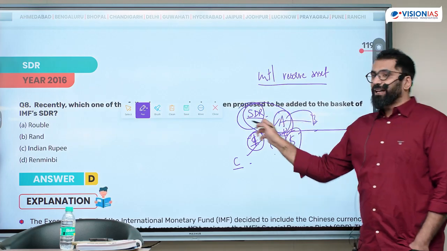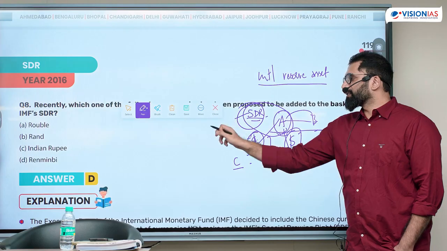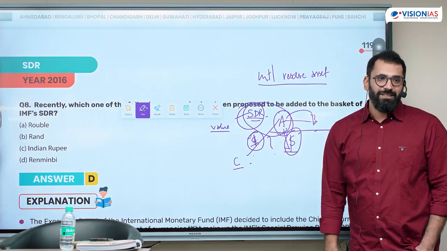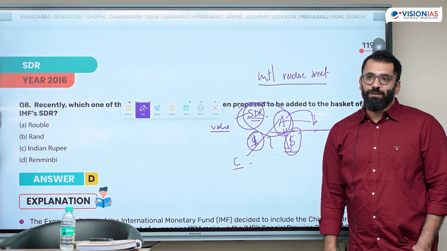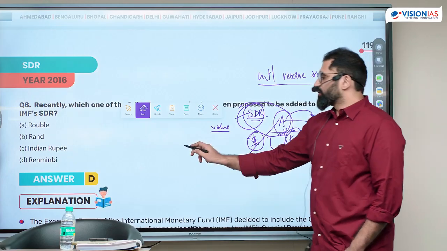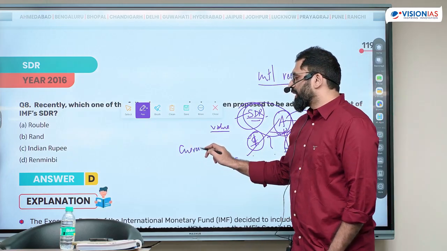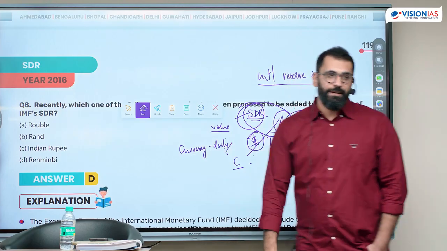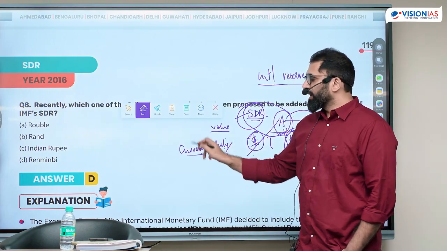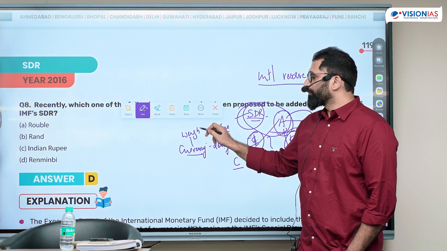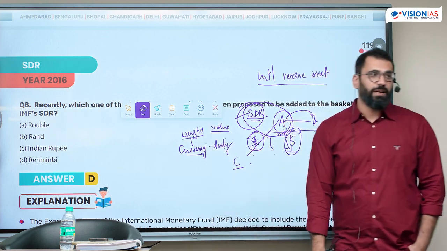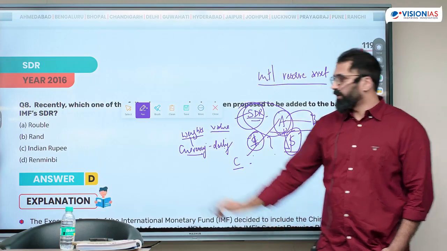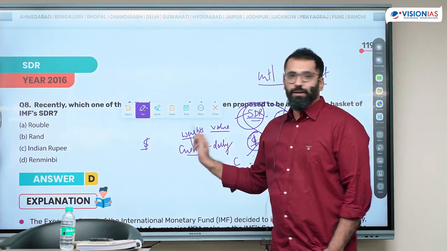Now, if I've created some asset to perform a function, from where does the value of this SDR come from? I have to decide the value. How will I decide the value? I chose a basket of currencies, and their daily value is what I calculate. Before that, I also assigned certain weights. हर currency का normal average नहीं है. To some currencies I'll give more weight. For example, the dollar has more weight.